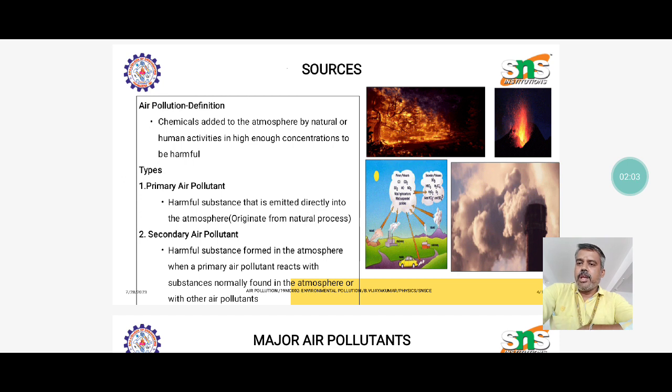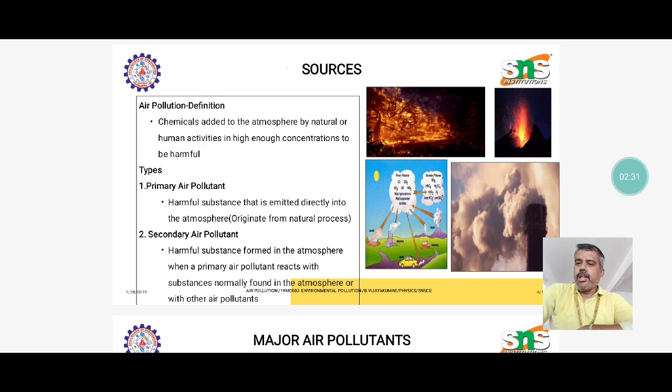Then we move to the types of air pollutants. One is primary and the other is secondary. The primary is a harmful substance that is emitted directly into the atmosphere. That means it is formed only by natural processes, for example radiation. Sunlight produces radiation on certain days that becomes very harmful. That we say is a primary air pollutant.